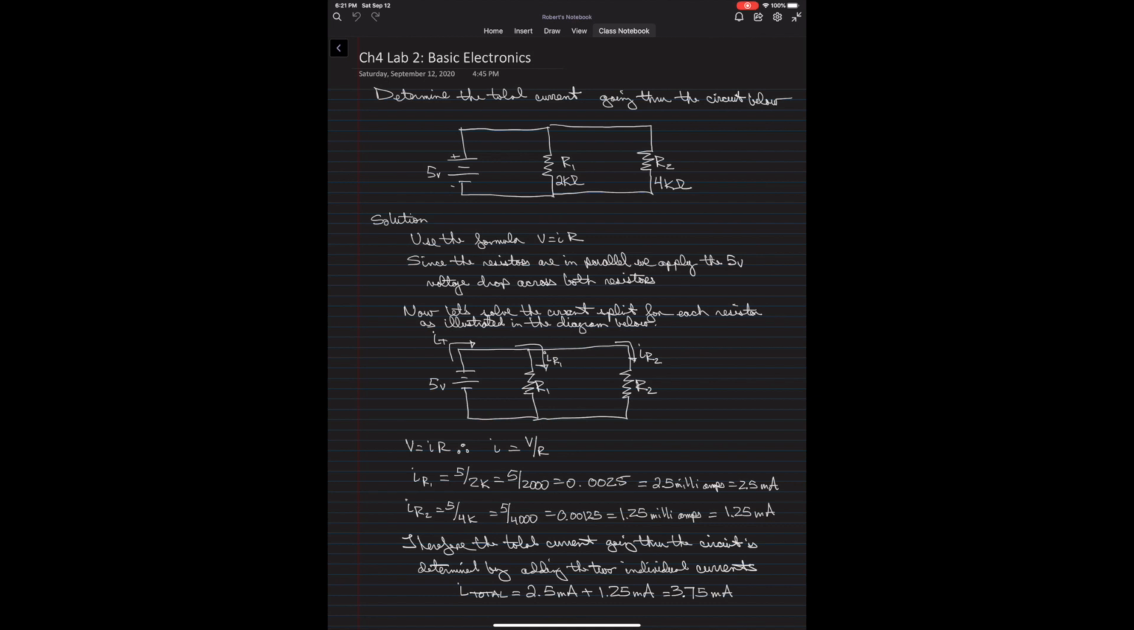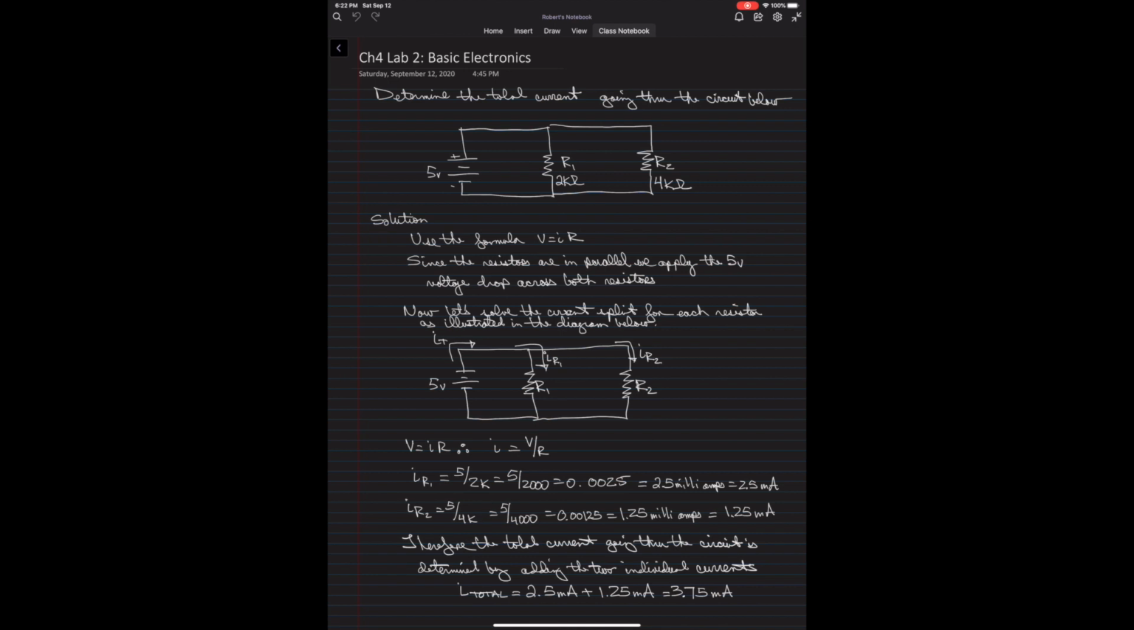So we're going to be working on lab number 2 for basic electronics. And here it says to determine the total current going through the circuit below. Now in this case we have what's referred to as a parallel circuit.